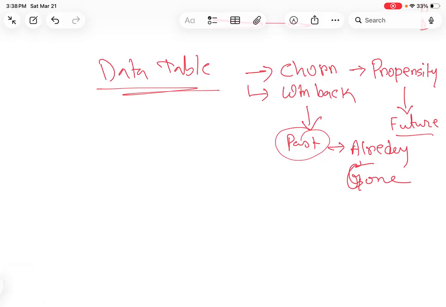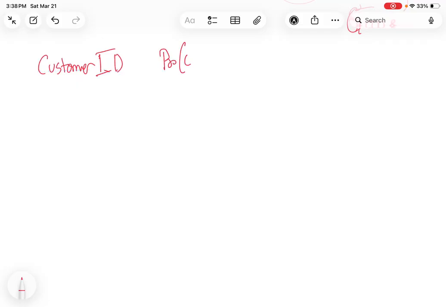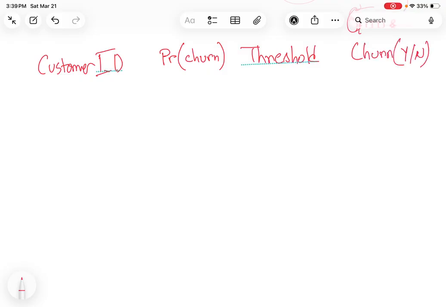Okay, so normally in these cases we are talking about the data table. How does the data table look? There would be a customer ID. Okay, so this is a unique ID. Then there will be the probability of churn. So what is the probability of churn? Then there would be a threshold value, and there will be a churn yes or no. So basically you will decide whether that person churns.